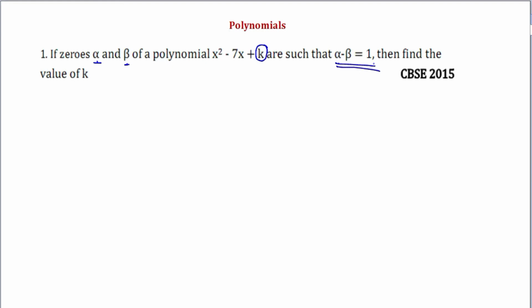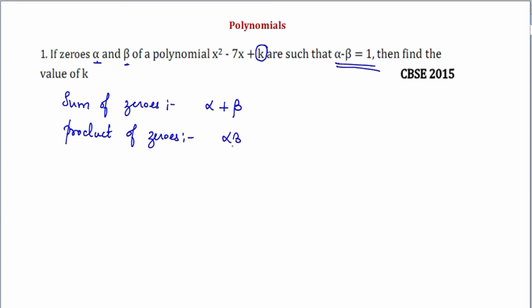We actually don't have any relation connecting to the difference between zeros, but we know the sum and product. So what is the sum of zeros? Alpha plus beta. And what is the product of zeros? Alpha into beta. We have already seen the result between these two. Alpha plus beta is minus b by a, and alpha into beta is c by a. Here what are a, b, c? a is 1.